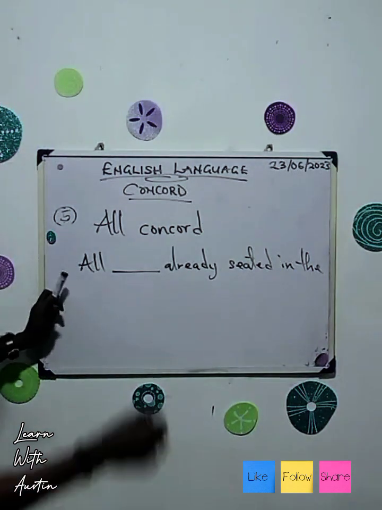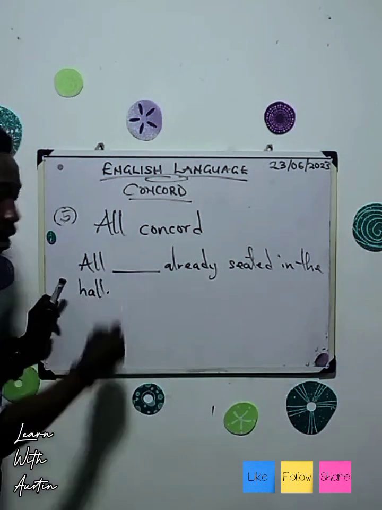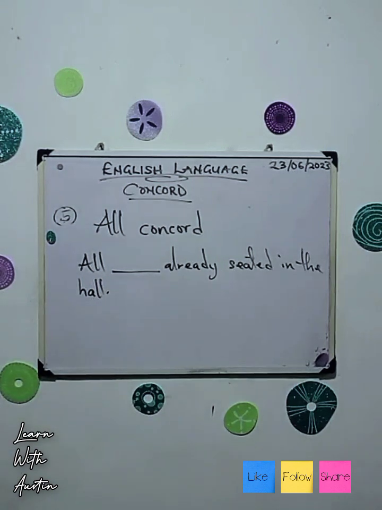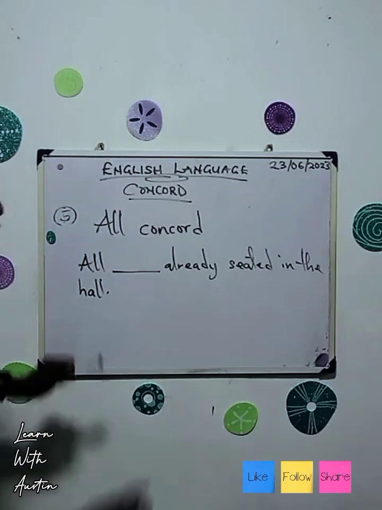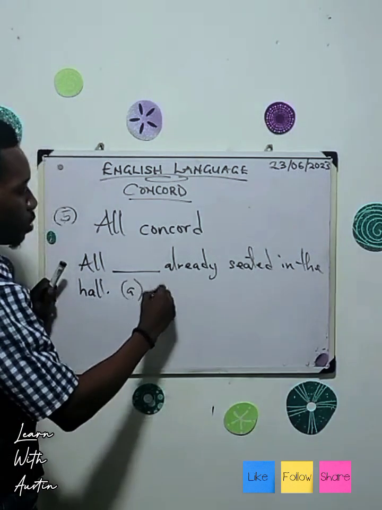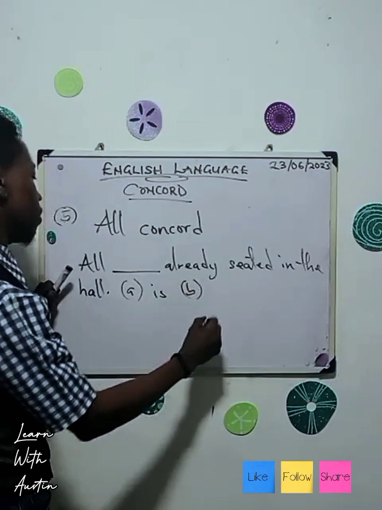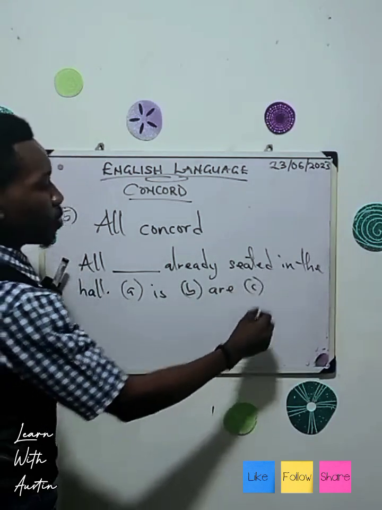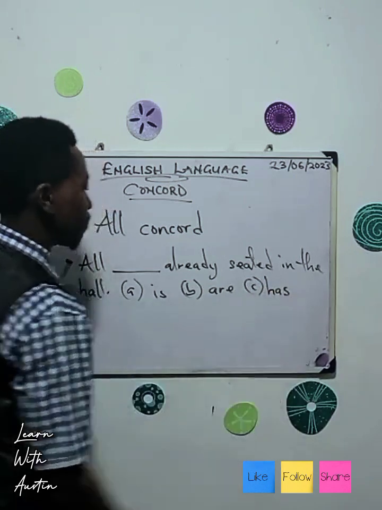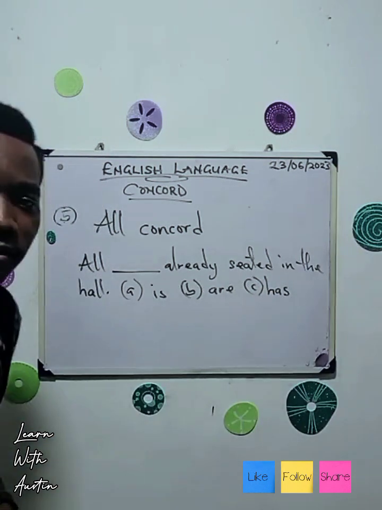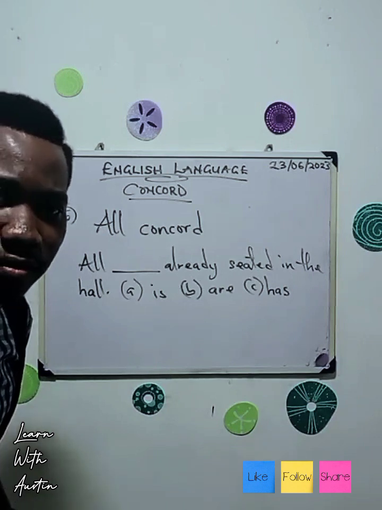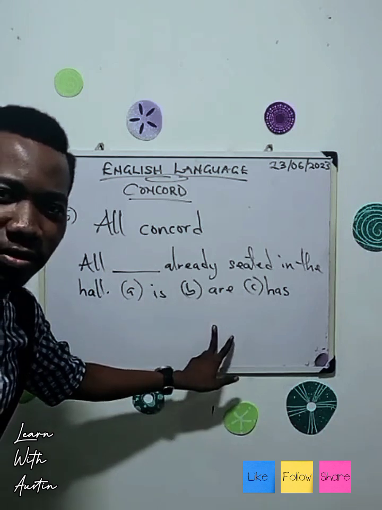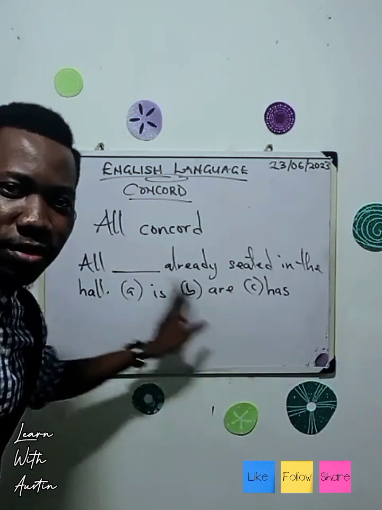Already seated in the hall, and our options we have A is, B are, C as. Is, are, as. All is already seated in the hall. All are already seated in the hall. All has already seated in the hall.